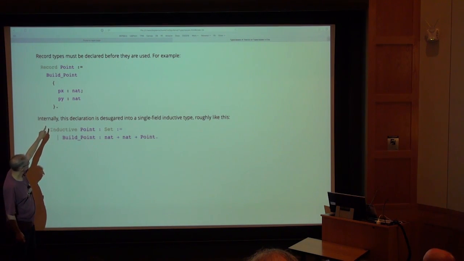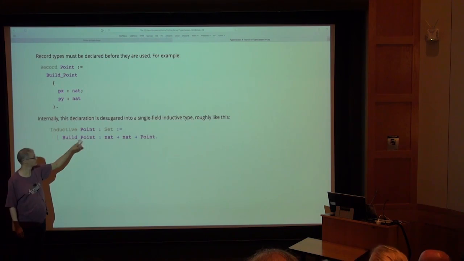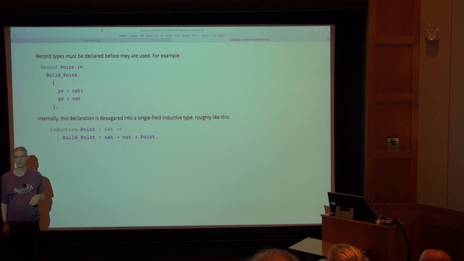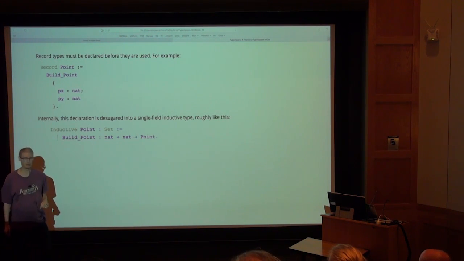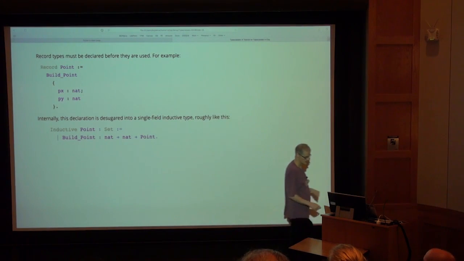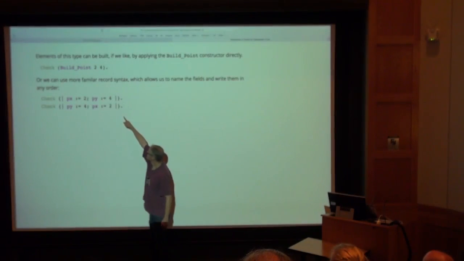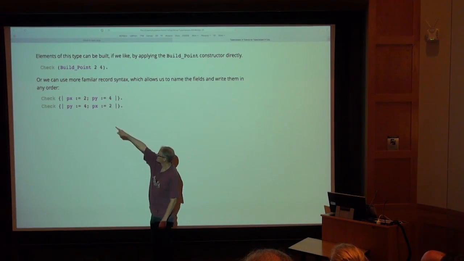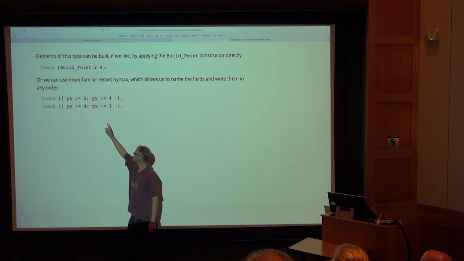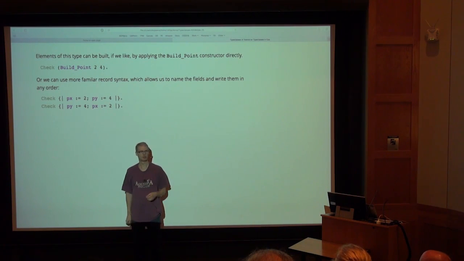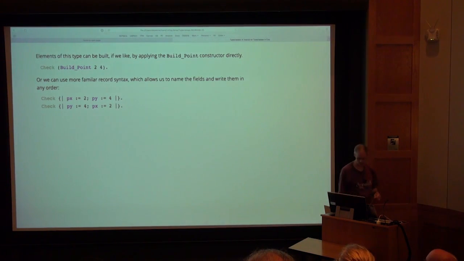So the record declaration actually internally translates into an inductive definition where build point is the single constructor of the inductive type. And if you want, you can explicitly apply the build point constructor to arguments. And that will work just fine. Or you can use a record value notation, in which case you name the arguments px and py rather than just giving the values. And you can give them in either order, and the surface syntax will sort them into the right order for you. That's really about all that's going on with records.